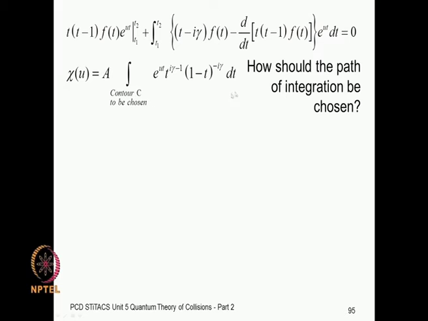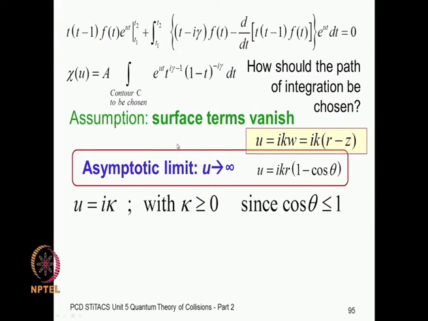So, now we have to choose the path of integration appropriately, so that we can justify this assumption, and again our interest is in the asymptotic limit. So, our focus will be in the region u tending to infinity. Now, let us look at this u. What is u? u is ikr minus z or ikw, and cosine theta is always less than or equal to 1. So, I can write this u as I times kappa, where kappa is always greater than or equal to 0.